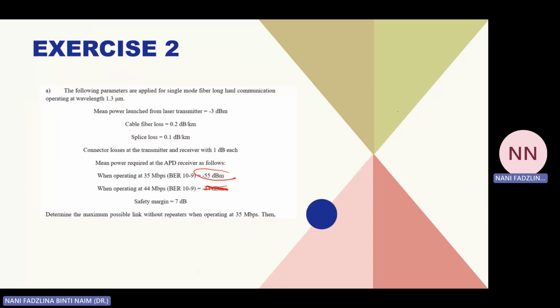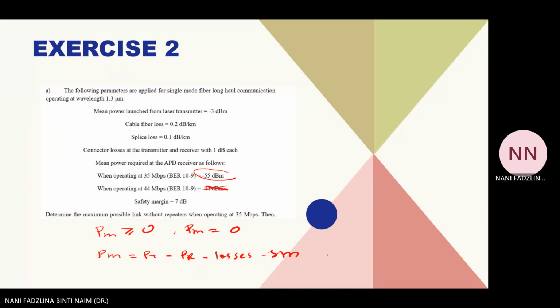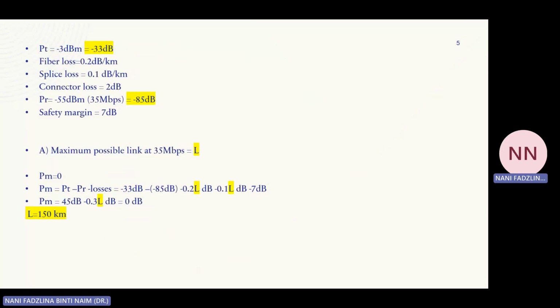From here, we will still be using the same formula. Power margin must be greater than or equal to 0. Since the question wants you to find the maximum link length, we will use power margin equal to 0. And we also have the formula of power margin equal to power transmit minus power received minus all the losses minus the safety margin, and this one is equal to 0. So let us proceed.